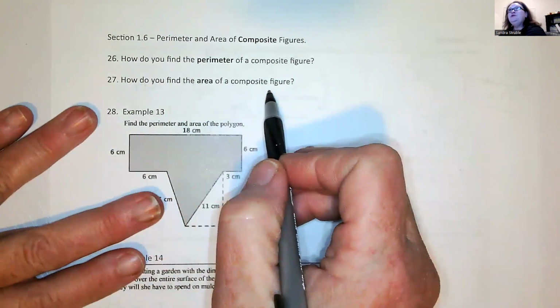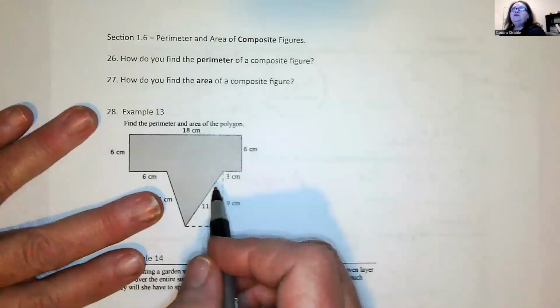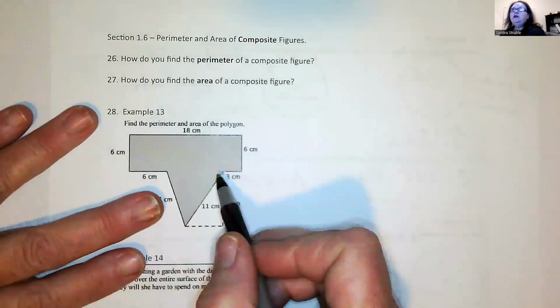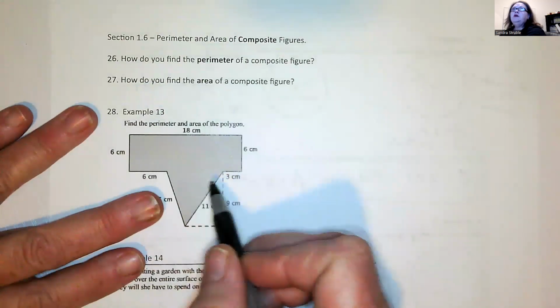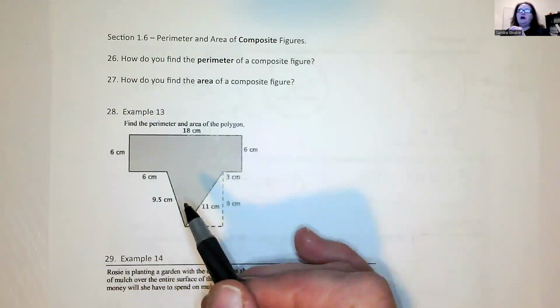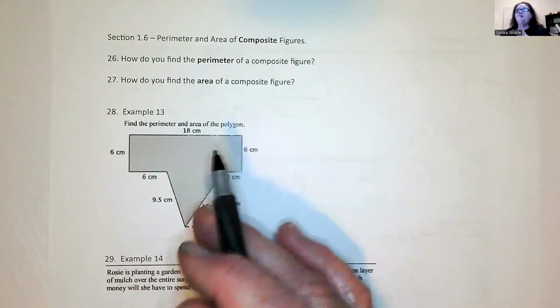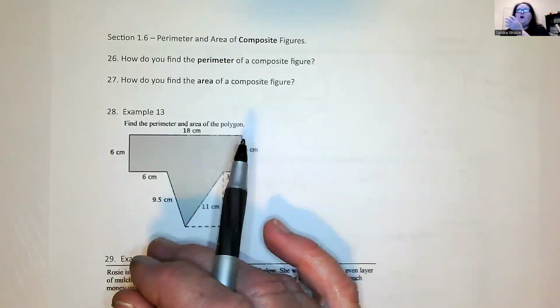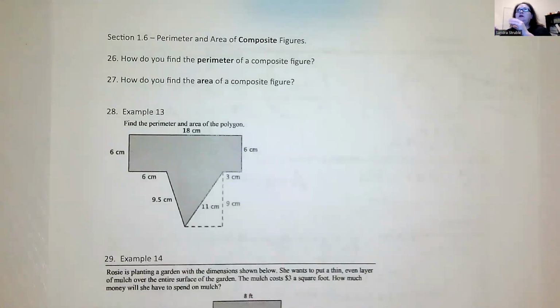This is where the puzzle begins, because first thing you need to understand is this dotted line here is not part of the composite figure. Just the solid lines are part of the composite figure. And then you have to look at your figure and say, okay, where can I break it down to utilize the formulas that I already have in order to find the area?